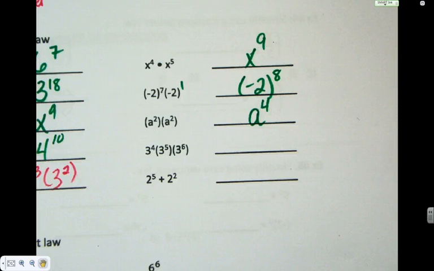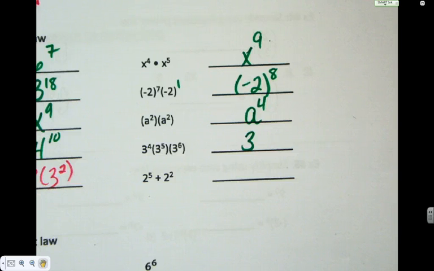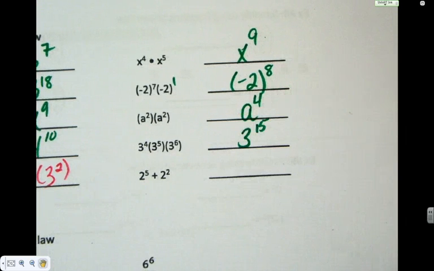Oh my God, what's going on in this one? There's a whole bunch of 3's here. Are we multiplying? Yeah. So just because there's 3's, we don't care. We're just going to add all those exponents together. So 4 plus 5, 9 plus 6, 15, done. That's product law.